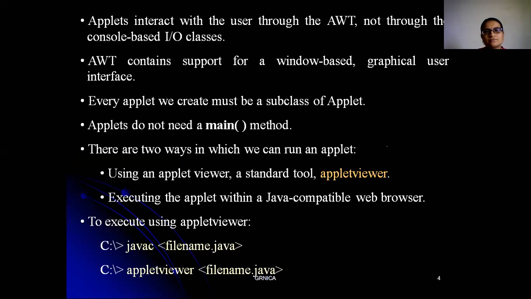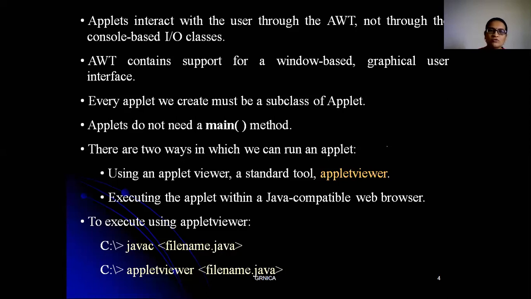Next, applets interact with the user through AWT, not through console-based IO classes. Till now, whatever programs we have executed, we were interacting with the console, but these are not interacting with the console. They are interacting through their own AWT, which means they have their own options. I'll discuss what options it has.